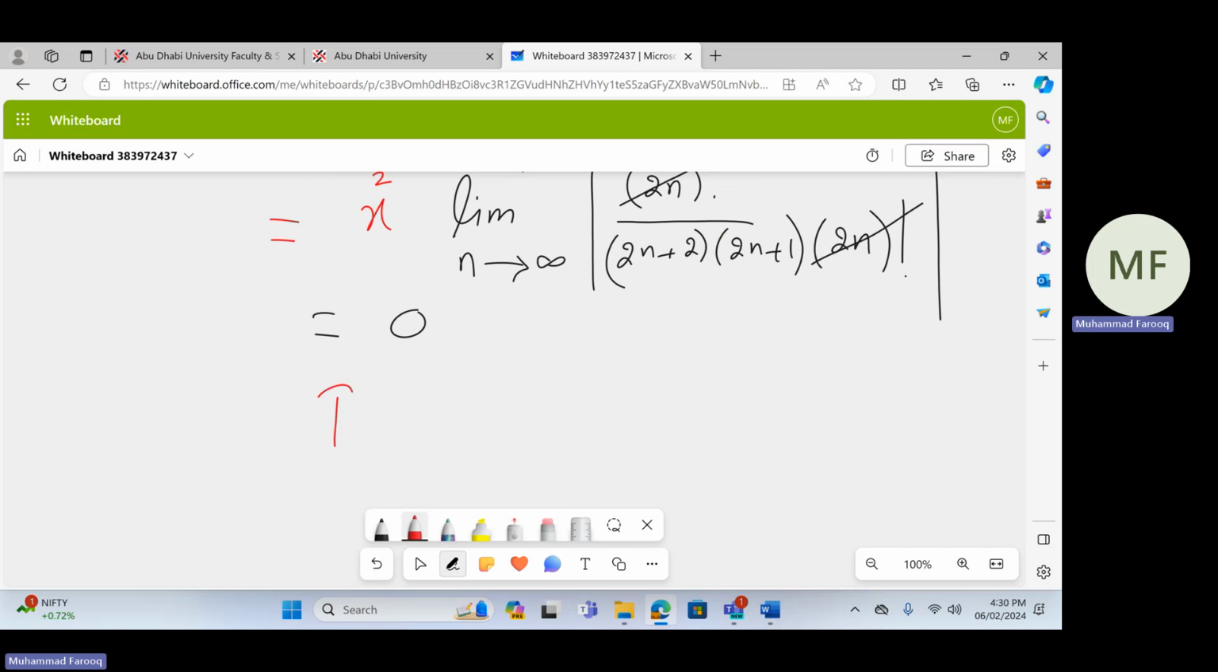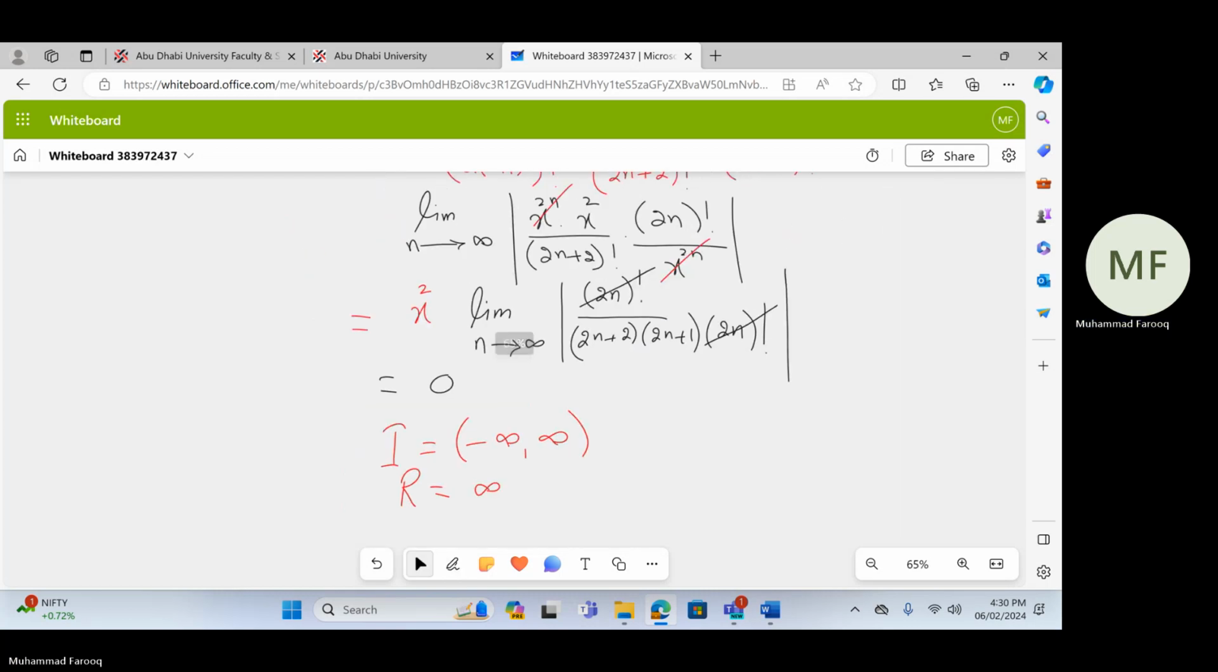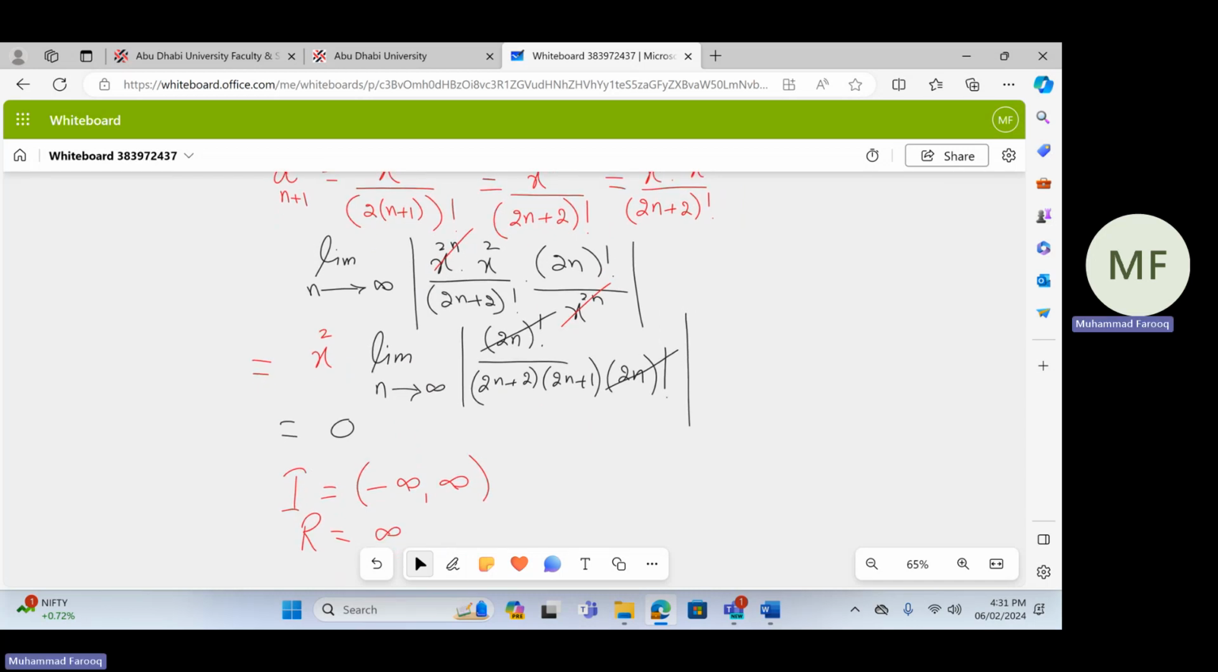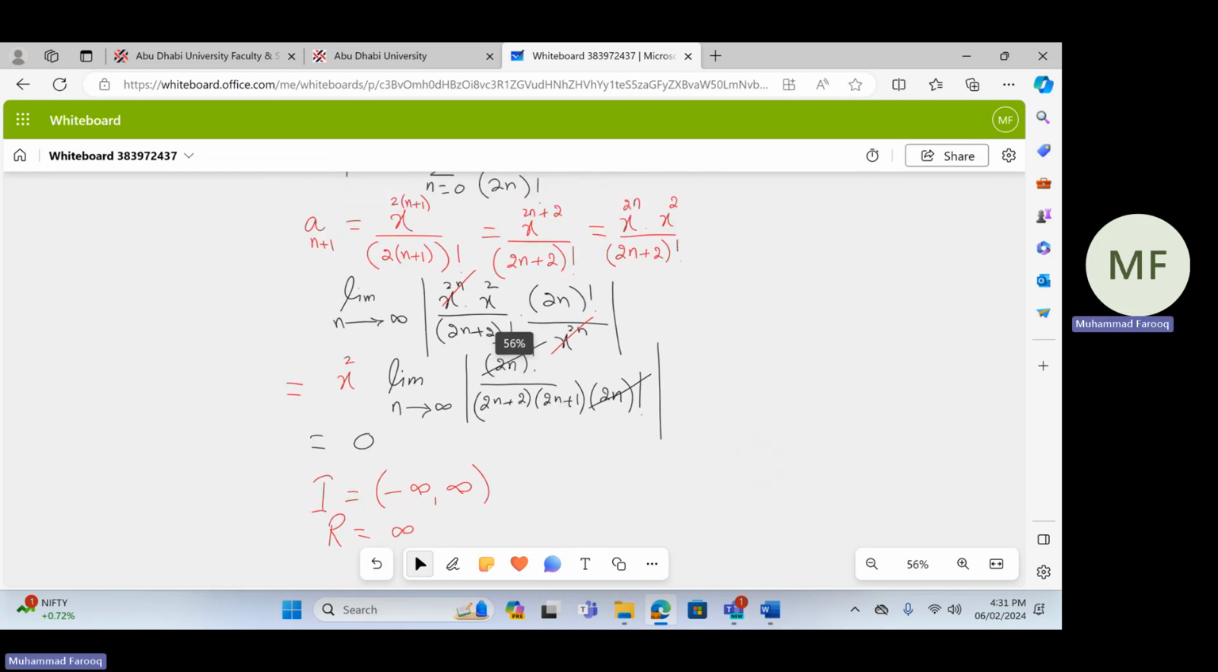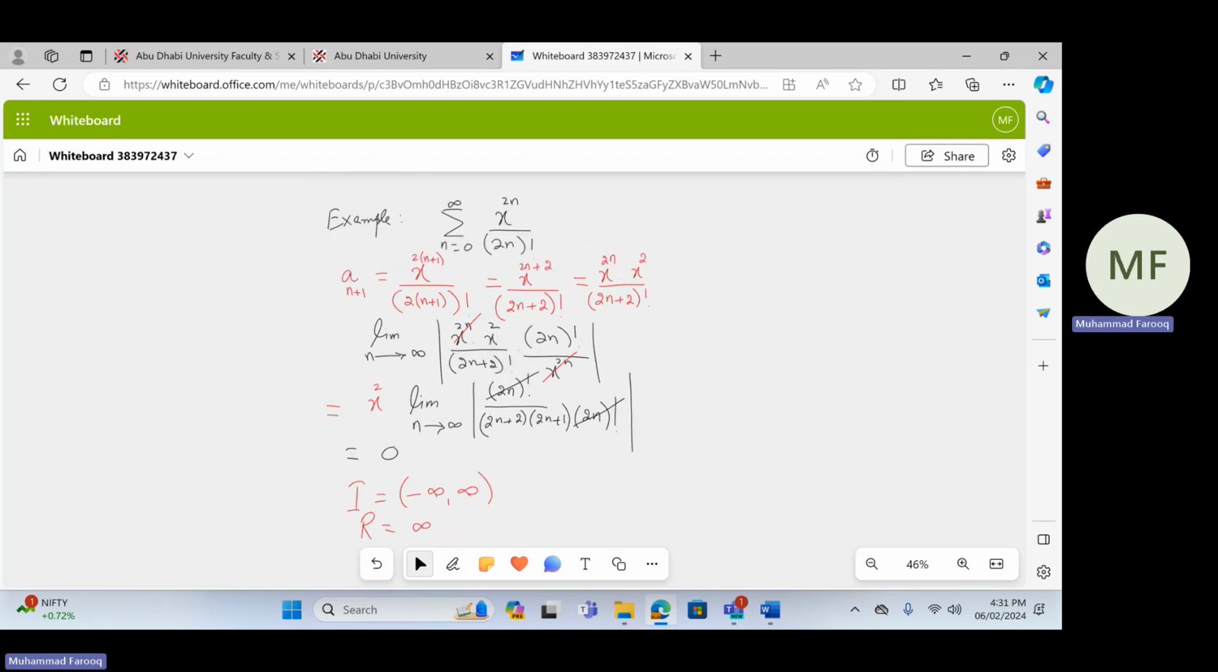What is the I? From negative infinity to infinity. This is all real numbers of x. And what is R? Infinity. I hope you understand the first case. So these are the points. Until now, I only discussed 2 parts with you, I and R. The third part, I hold.